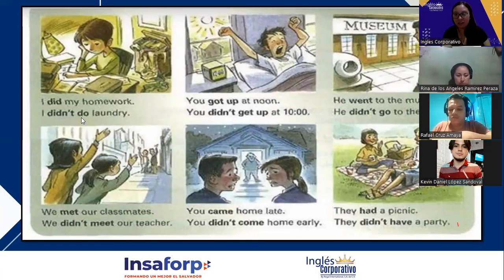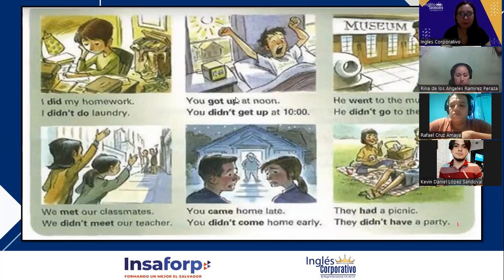Okay, I didn't do laundry. No hice la lavada, no hice la lavandería del día, right? El pasado de get up, levantarse, got up sería el pasado. Igual, versión negativa, auxiliar negativo, verbo en presente. Si solo lo ocupo en afirmativo, solo es el verbo en pasado, tal cual, right? Y va lo mismo. La diferencia es que ahorita estamos hablando de verbos irregulares.